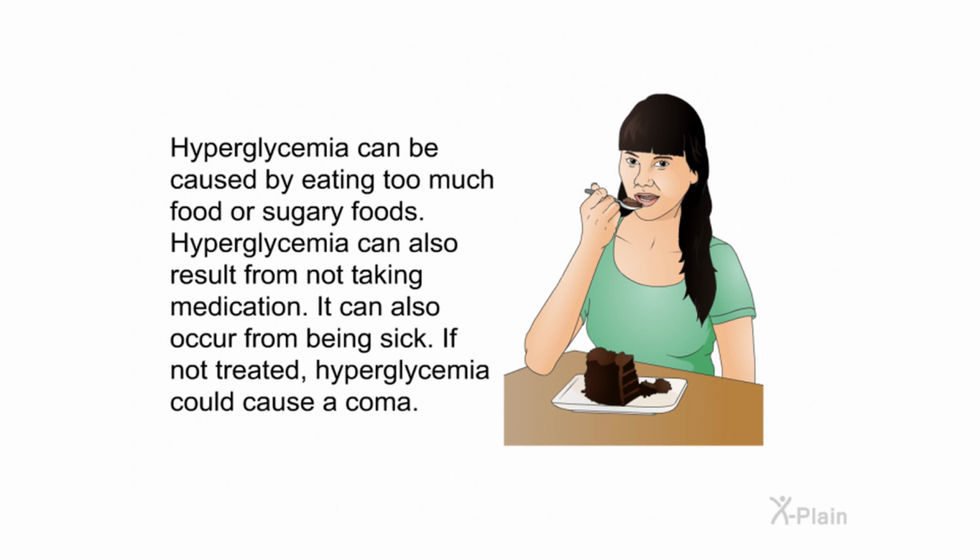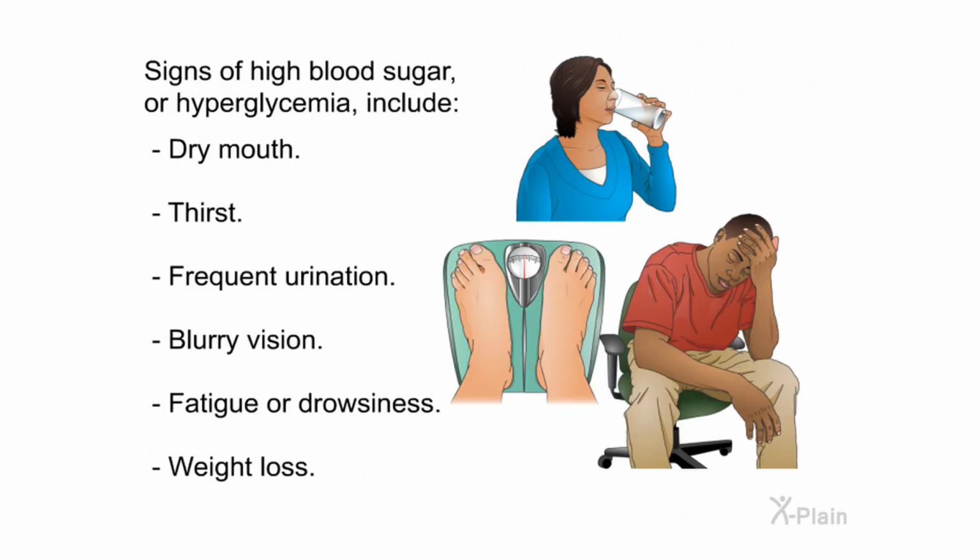Hyperglycemia can be caused by eating too much food or sugary foods. Hyperglycemia can also result from not taking medication. It can also occur from being sick. If not treated, hyperglycemia could cause a coma. Signs of high blood sugar or hyperglycemia include dry mouth, thirst, frequent urination, blurry vision, fatigue or drowsiness, weight loss.